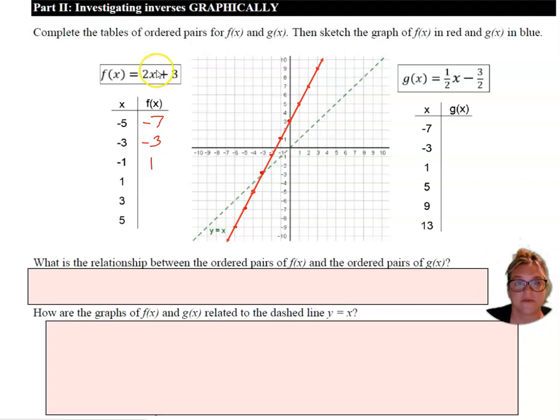And then so on. 2 times 1 is 2, plus 3 is 5. 2 times 3 is 6, plus 3 is 9. 5 times 2 is 10, plus 3 is 13.